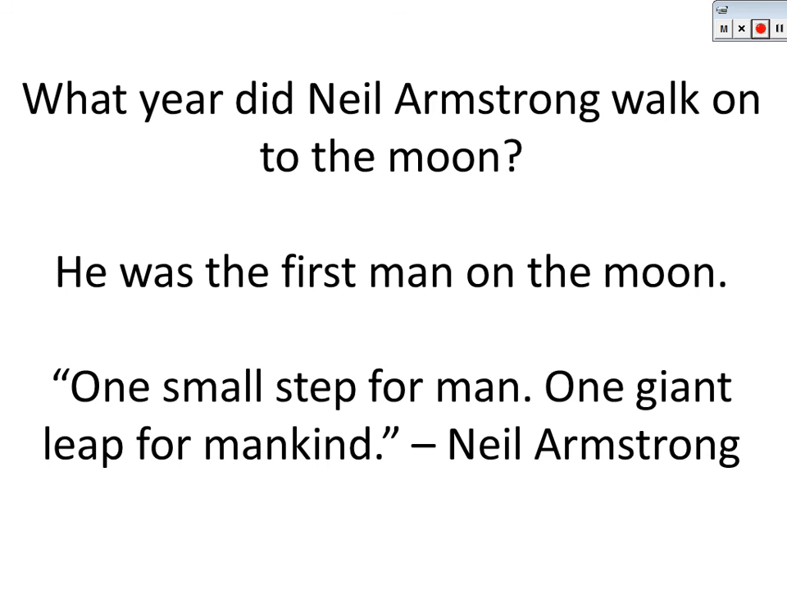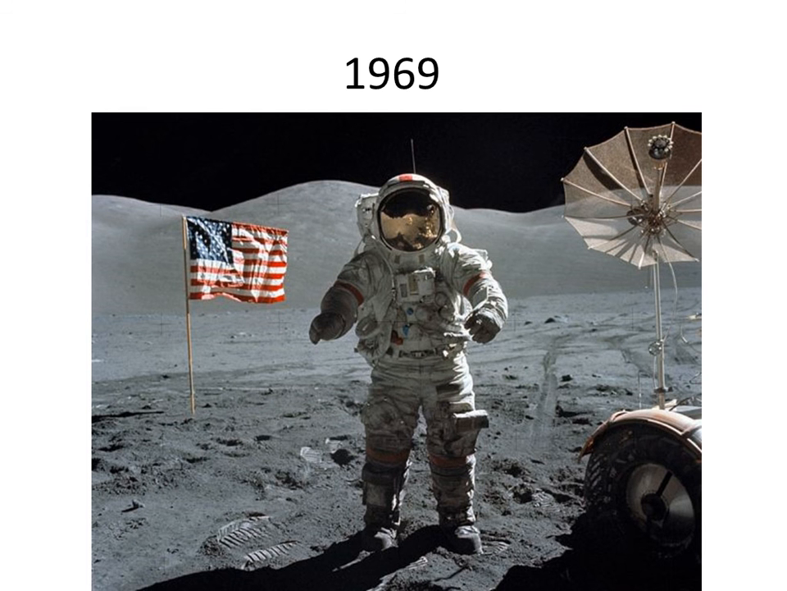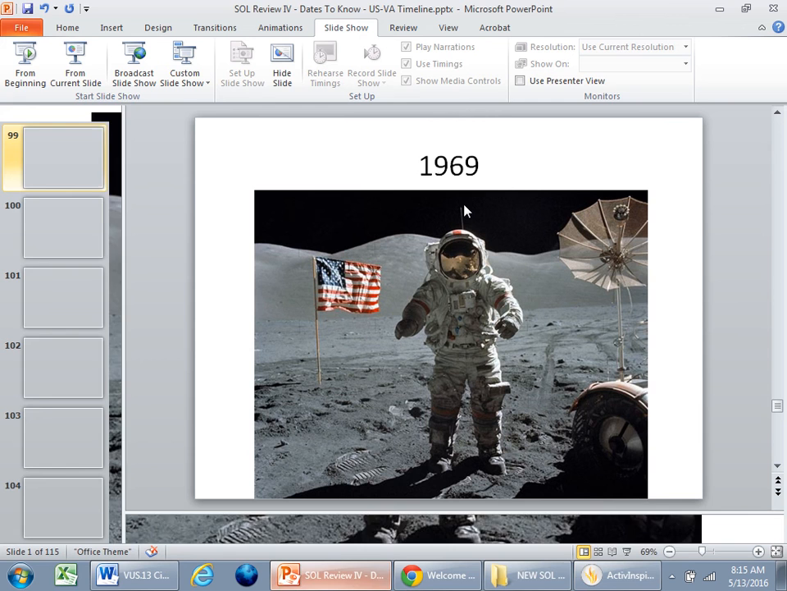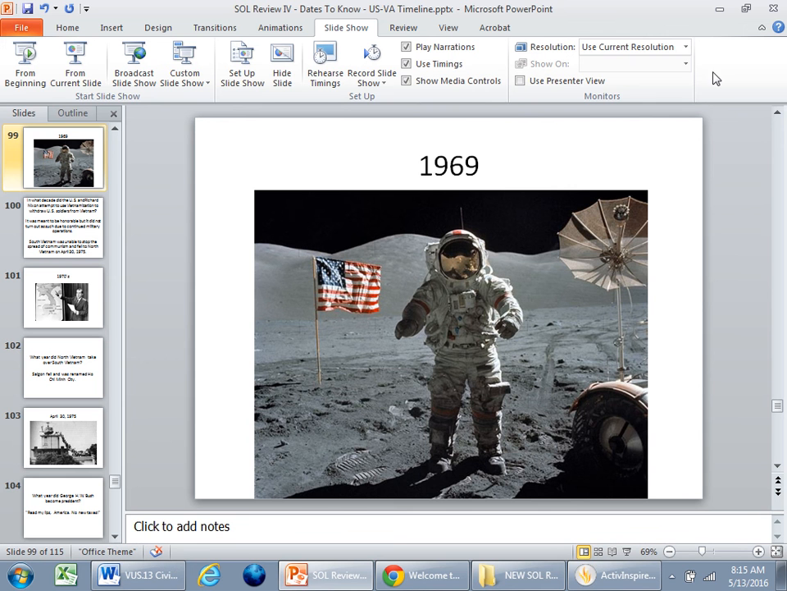What year did Neil Armstrong walk on the moon? He was the first man on the moon. One small step for man, one giant leap for mankind. We just said it earlier. Was it Neil Armstrong? 1969. Good job. Hold on one second.